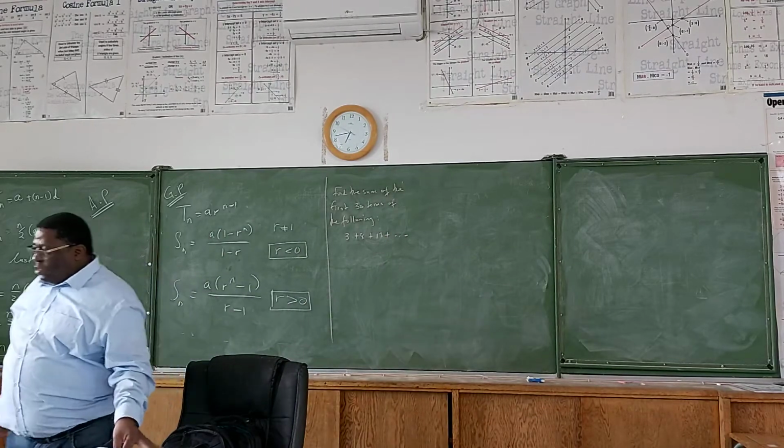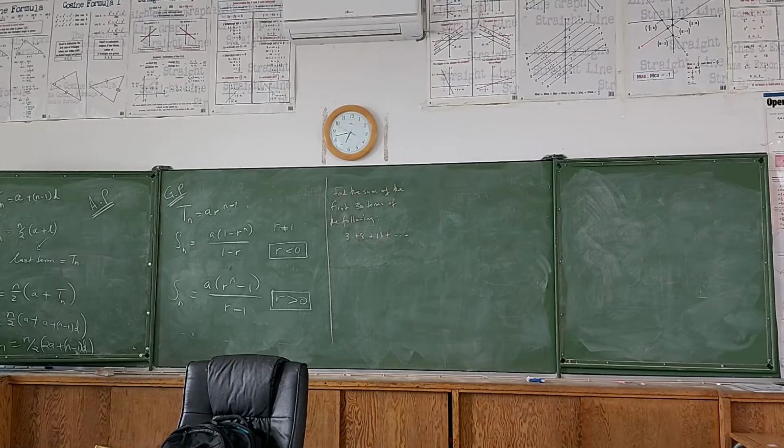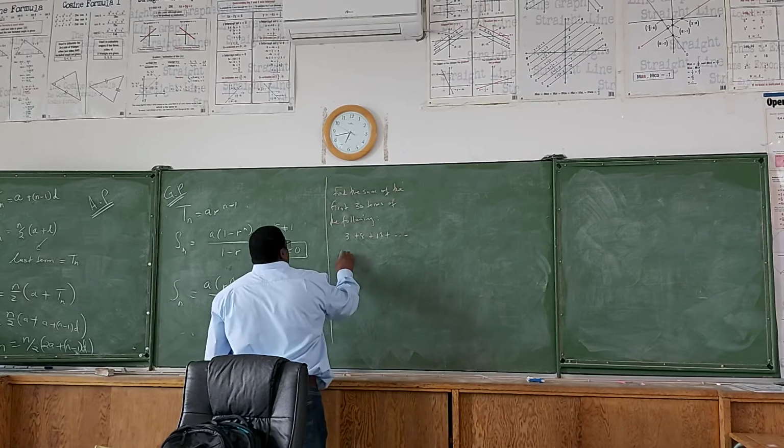So there are no hints in the question. You're not being told this is a geometric progression. You're also not being told this is an arithmetic progression. So you cannot just use any formula. You first have to determine, is this a geometric or an arithmetic progression? So let me test for an AP.